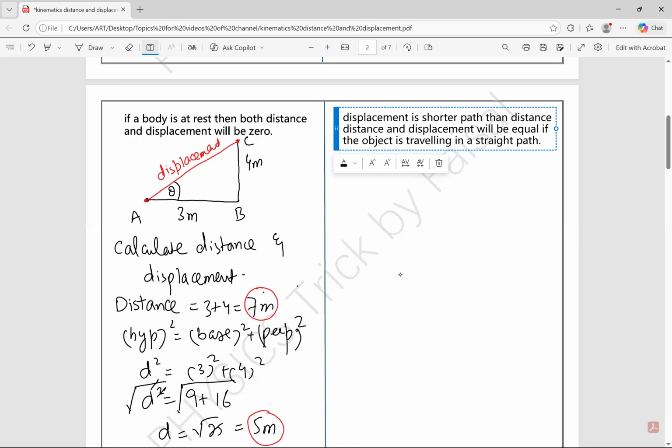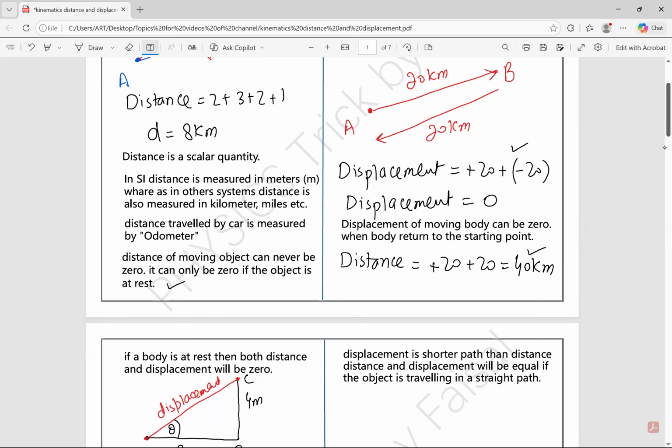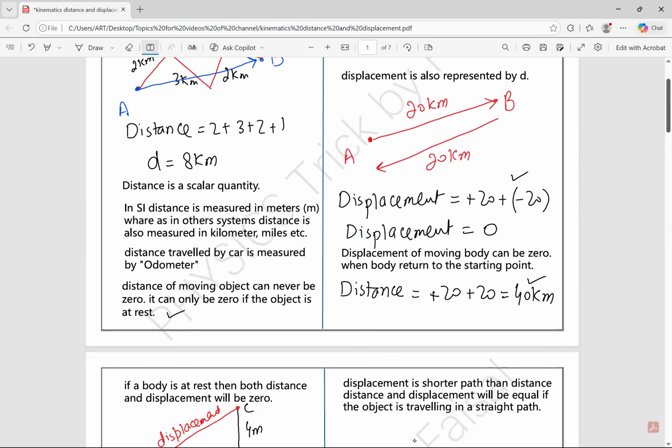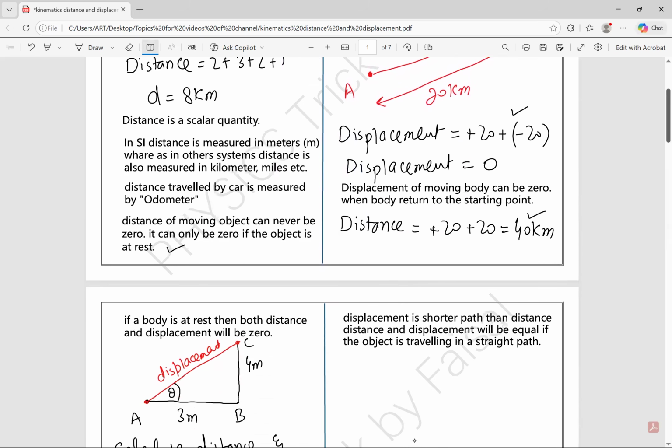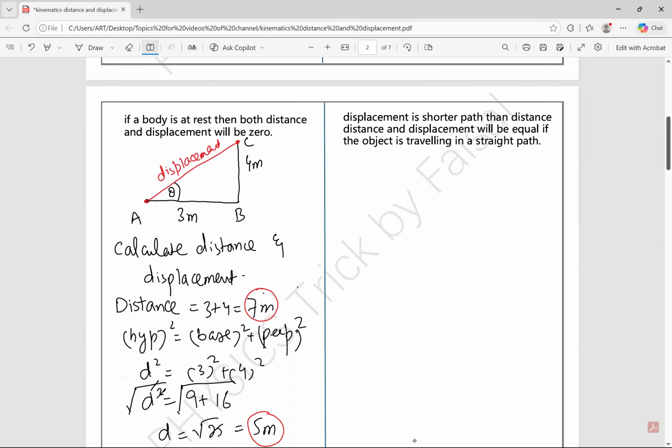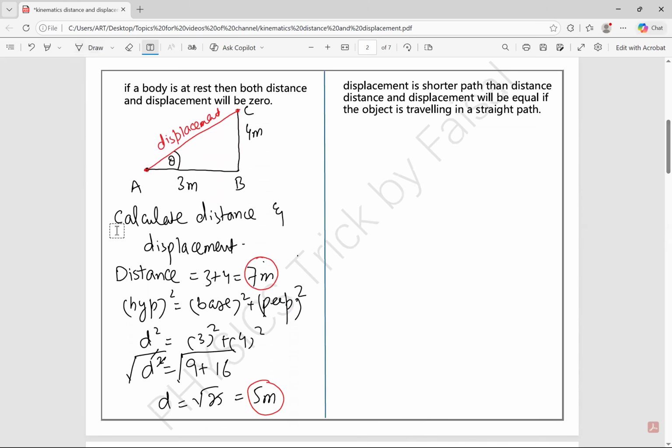Okay, so this is the description of the displacement, and we also calculated one displacement and the distance in this question. And in the above question, we also discussed that displacement of a moving body can be zero, but distance of a moving body can never be zero. Now I am giving you one question, and you have to solve this question.